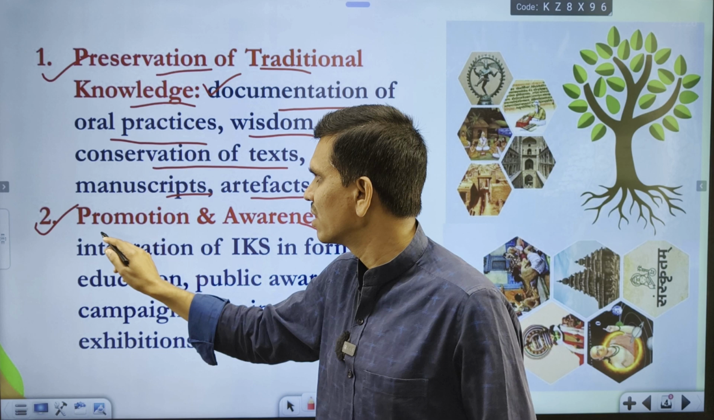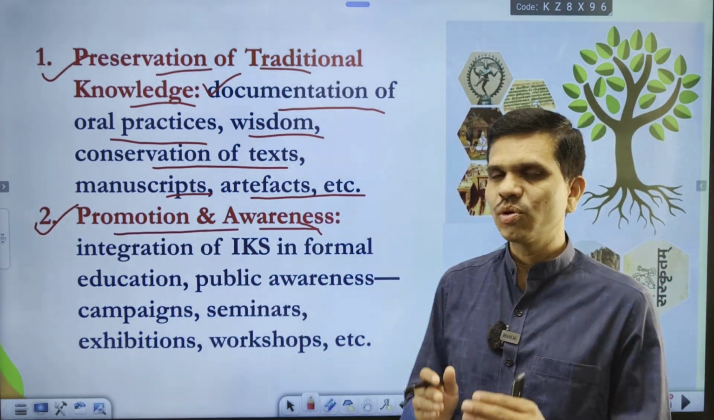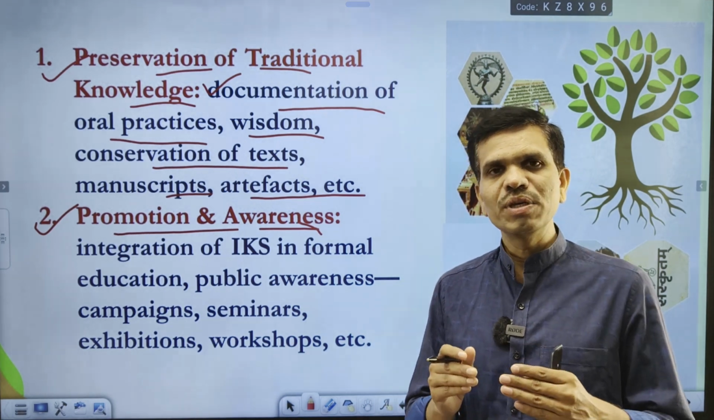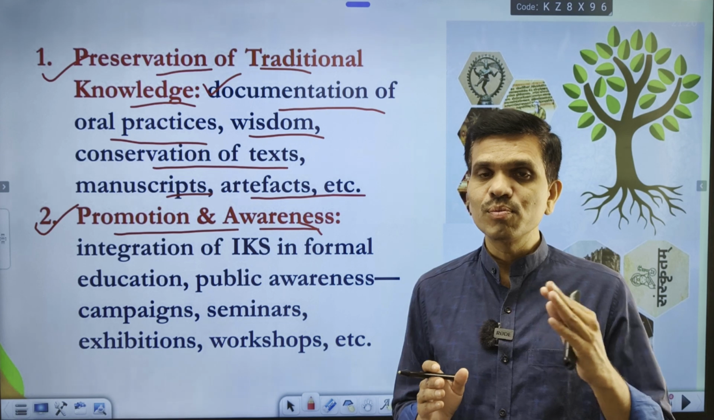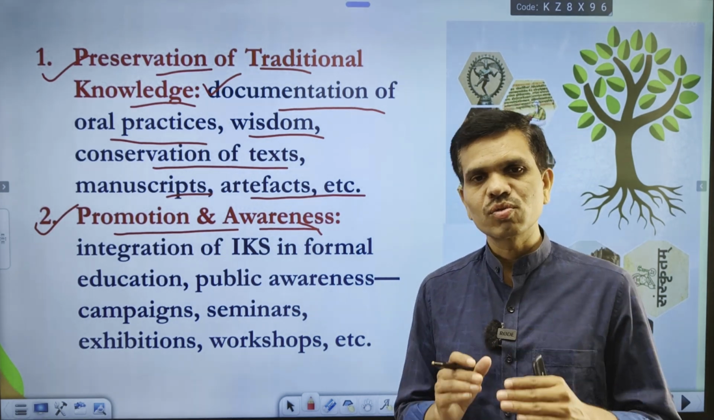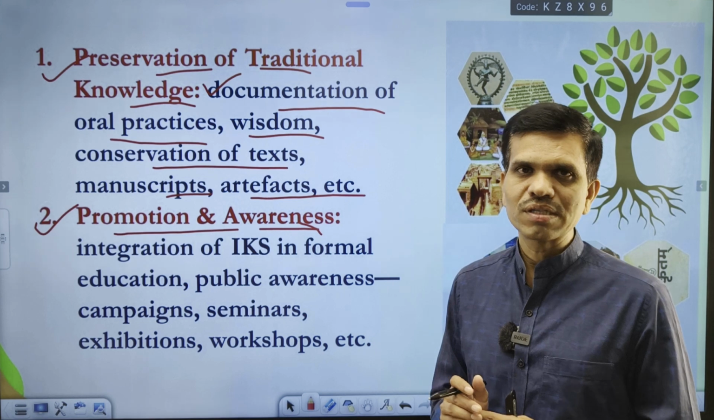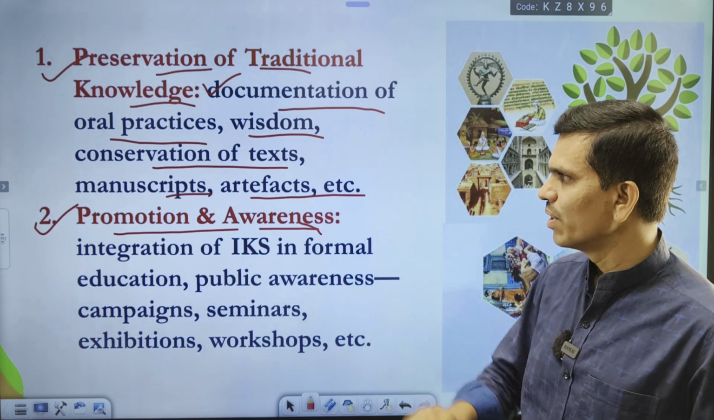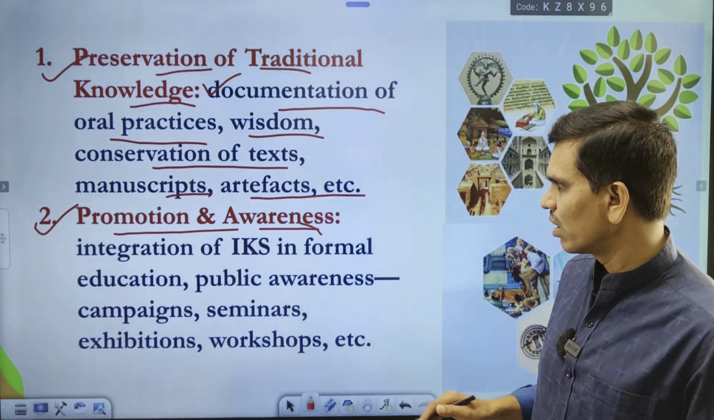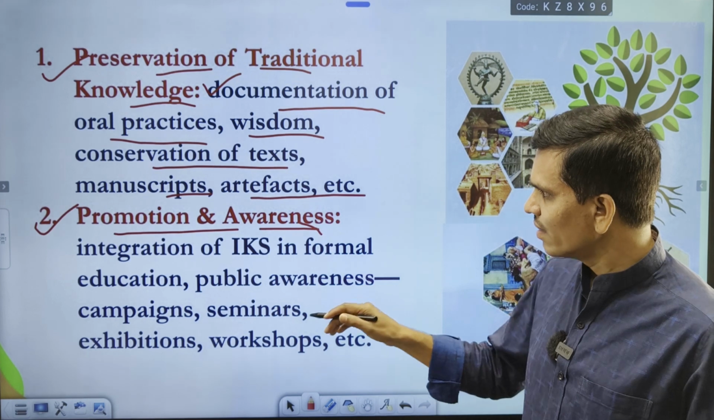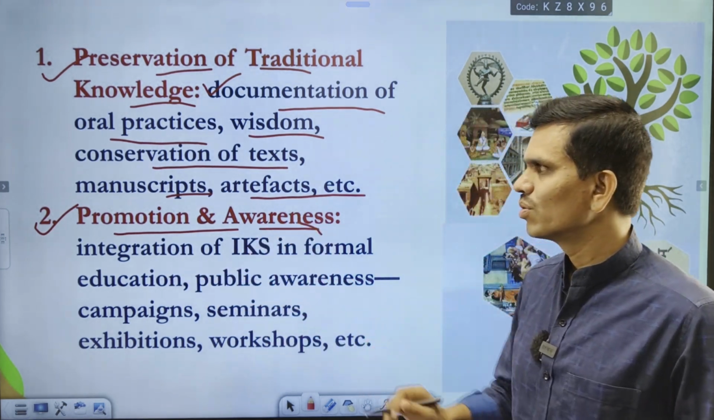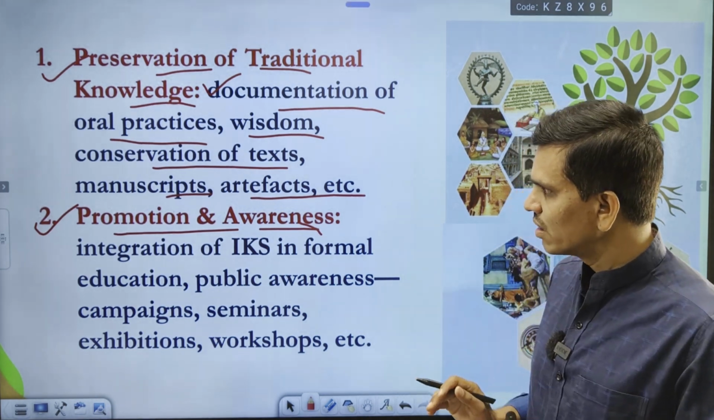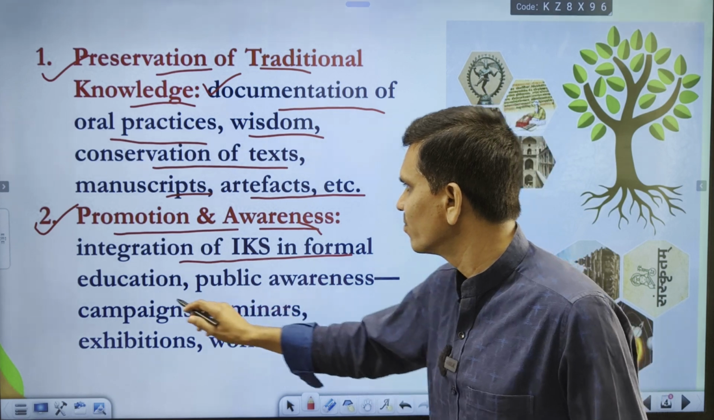Here we have the second objective, that is promotion and awareness, because it is very important to make people aware about ancient knowledge. We have a vast body of ancient knowledge, but most of the people or students or scholars are not aware about it. So this is the objective, to promote and make people aware about this Indian knowledge or ancient knowledge, and to integrate. So how are we going to make people aware about Indian knowledge? By integration of IKS in formal education.